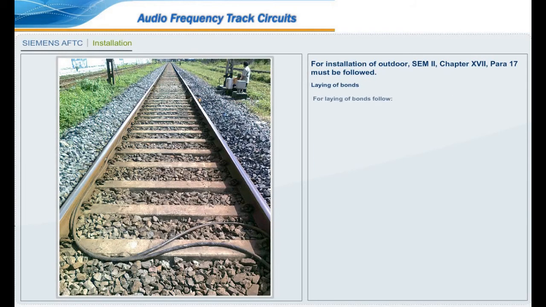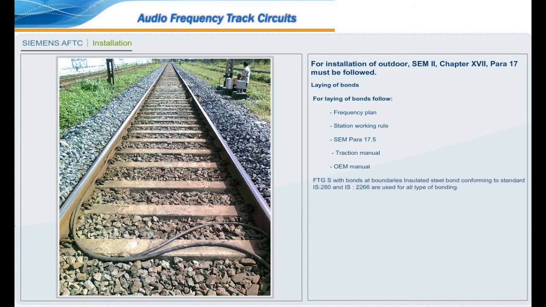Laying of bonds. For laying of bonds follow frequency plan, station working rule, SEM Para 17.5, traction manual, OEM manual. FTGS with bonds at boundaries. Insulated steel bond conforming to standard IS-280 and IS-2266 are used for all types of bonding. The cross section is determined by traction return current amount.